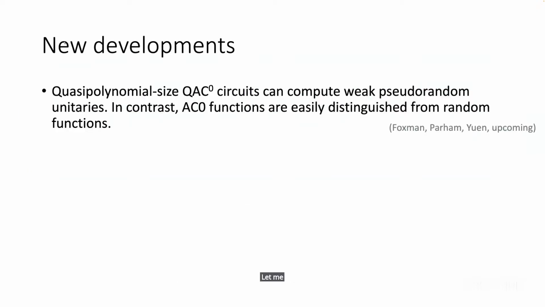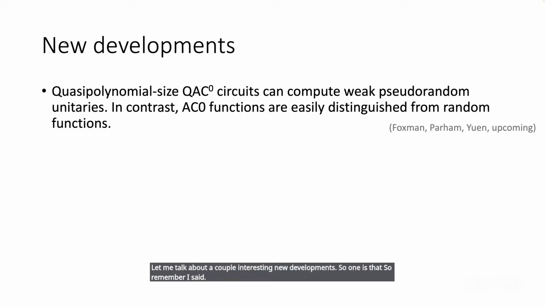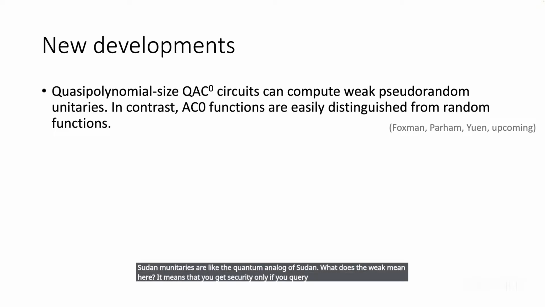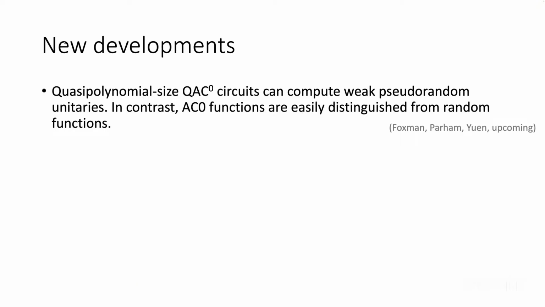Let me talk about a couple interesting new developments. So one is that, remember I said classically AC0 circuits are not pseudorandom. Not quite true with QAC0 circuits. In upcoming work with Ben Proxman and Natalie Parham, we can show that quasi-polynomial sized QAC0 circuits can compute weak pseudorandom unitaries. Pseudorandom unitaries are like the quantum analog of pseudorandom. What does the weak mean here? It means that you get security only if you query the pseudorandom unitary in the full expression.